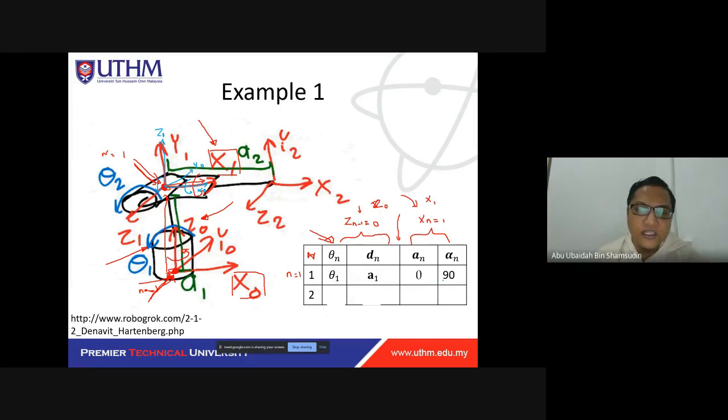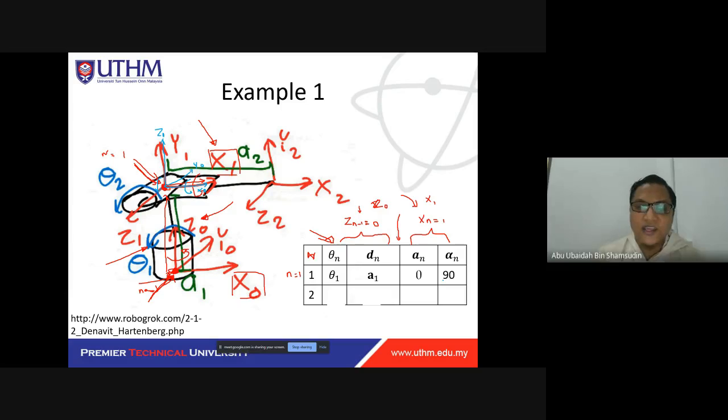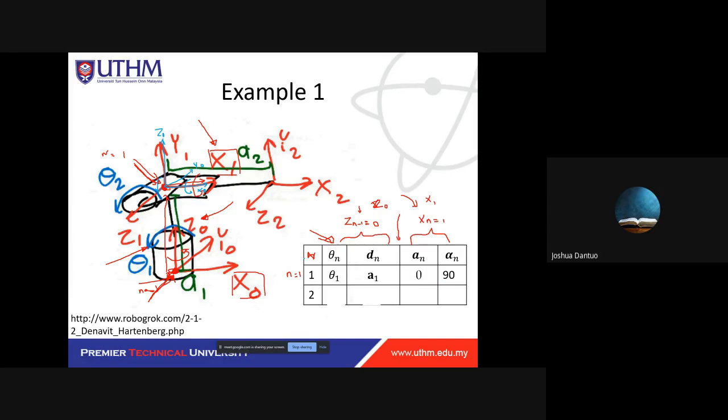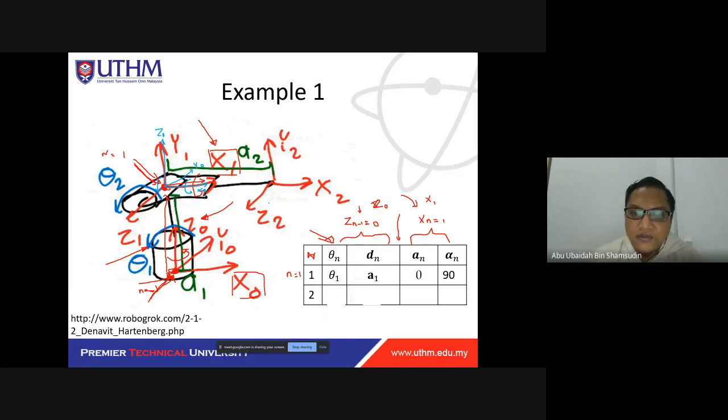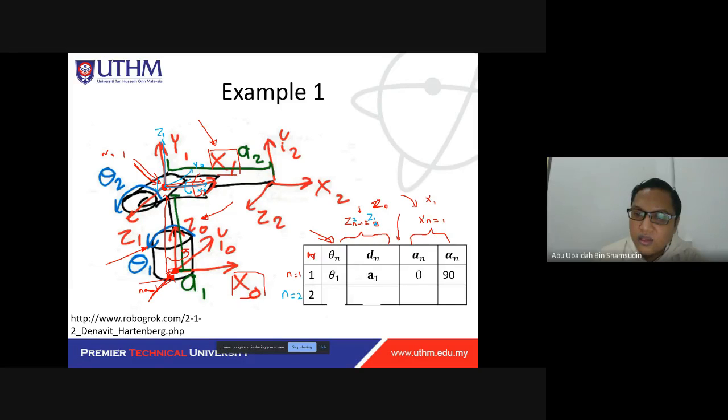Do you have any question on this part? No? Okay. Let's continue to the last frame, which is frame 2. So n is equal to 2. Here, z(n-1), 2 minus 1, which is 1, z1, and xn, with n equal to 2, will become x2.